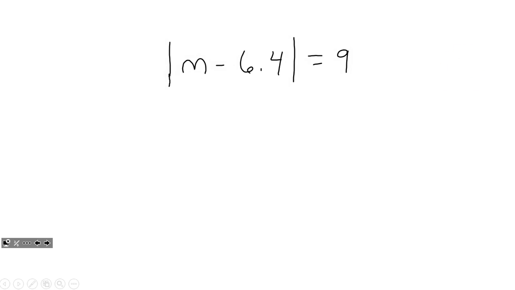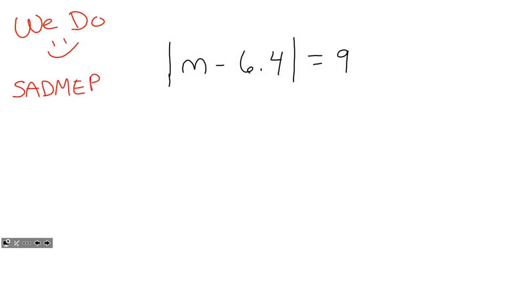Go ahead and get this one copied down. This one is going to be a we do this one together. So go ahead and get this copied down. This is read as the absolute value of M minus 6.4 equals 9. And I'm going to go ahead and write SADMEP down because we have to use PEMDAS backwards to isolate the absolute value part of our equation.